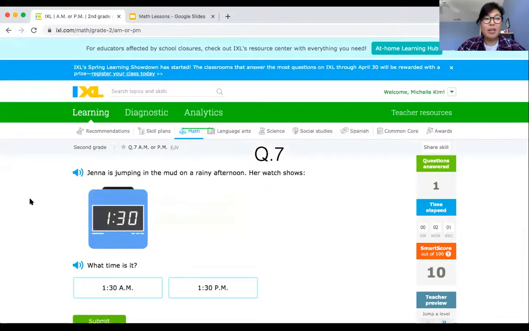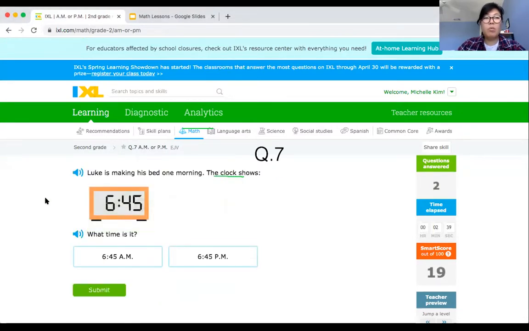Good work. All right, let's do another one. Jenna is jumping in the mud on a rainy afternoon. Her watch shows 1:30. So what time is it? Is it 1:30 a.m. or 1:30 p.m.? Again, when I'm reading the sentence, I know the clue that she's jumping in the afternoon. Afternoon is past midday, so it's PM, right? So it'll be 1:30 p.m.